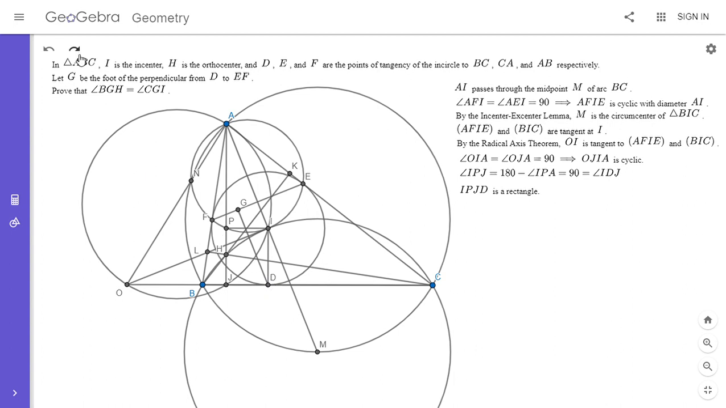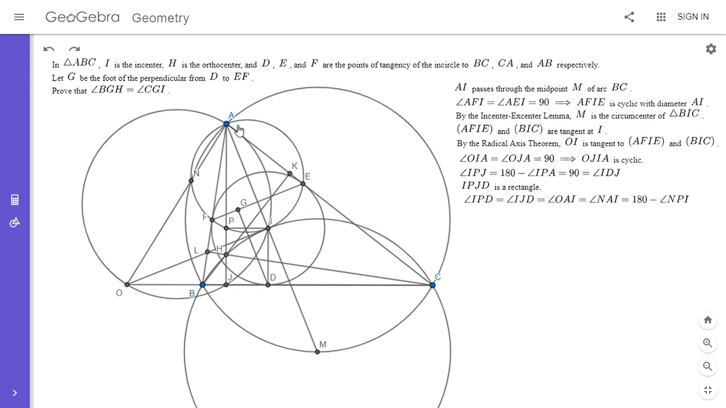by an angle chase. Okay, so we have angle IPD is equal to angle IJD. That's where we use that it's a rectangle. And IJD is equal to angle OAI. That's because OAIJ is a cyclic quadrilateral. And so angle IJD, that's the exterior of angle OJI, and so it has to equal the opposite angle in that cyclic quadrilateral, which is angle OAI.